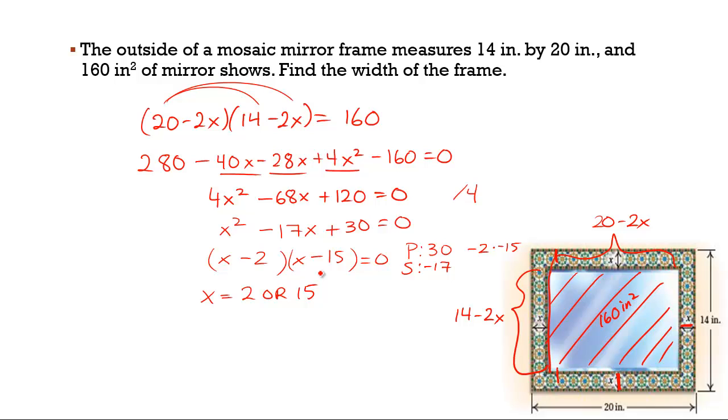So now let's consider that, see which one works. So if the width of the frame was 2 inches, that would make more sense than if the width of the frame was 15 inches. Is it even possible for this width to be 15? Well, if that width was 15, there's 2 of them, it'd be bigger than the size of the frame, so that's a reject. So the width of the frame is 2 inches.